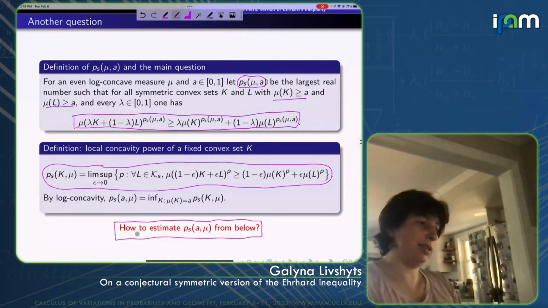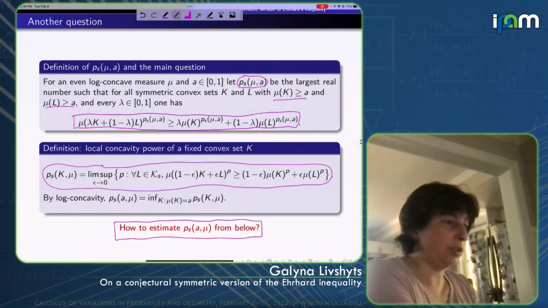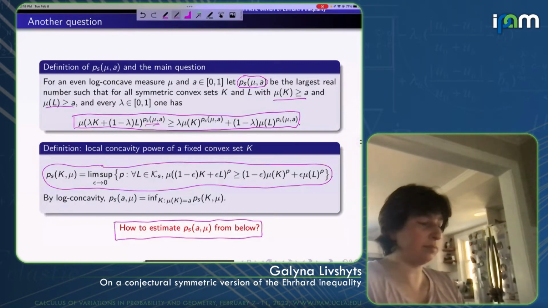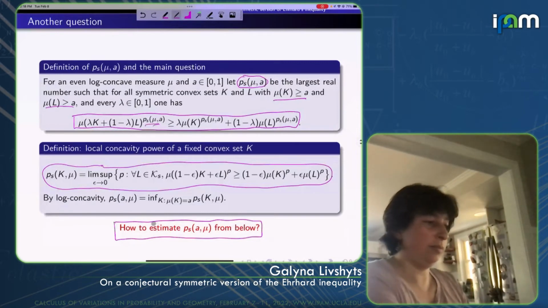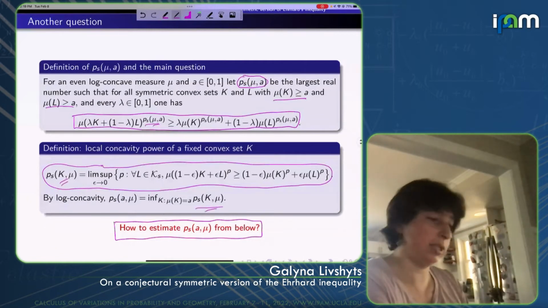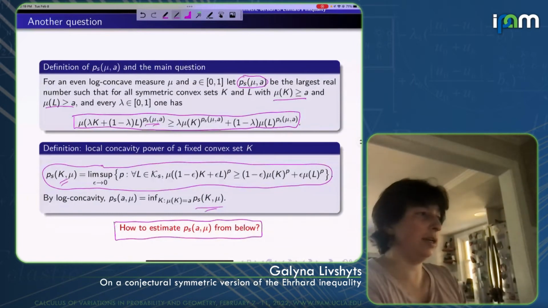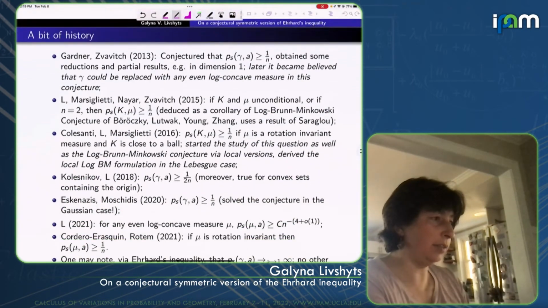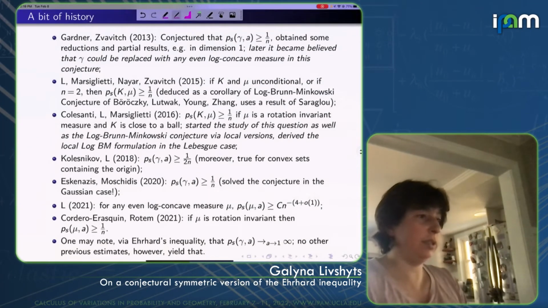One can see by log-concavity that if we want to know the optimal value of the function p_mu(A), we could just find a global estimate for every convex set K, because it's just given by the infimum of this p_mu of a convex set. A little bit of history here. We heard a little bit of it in Rand's talk also.